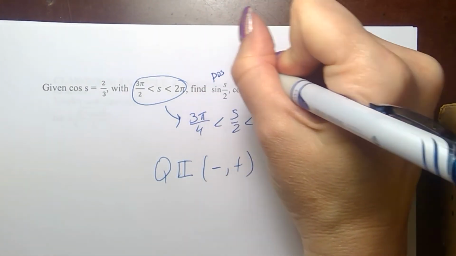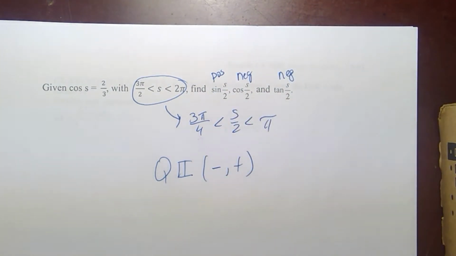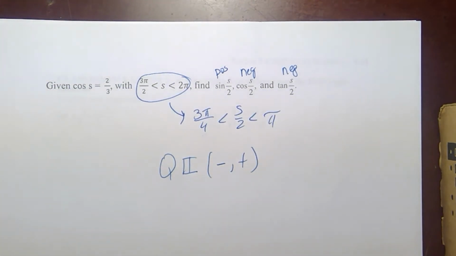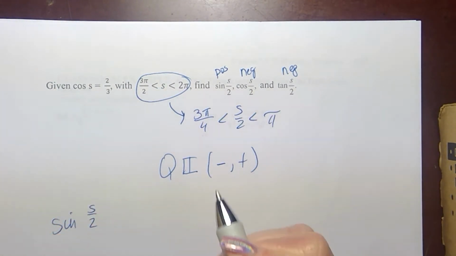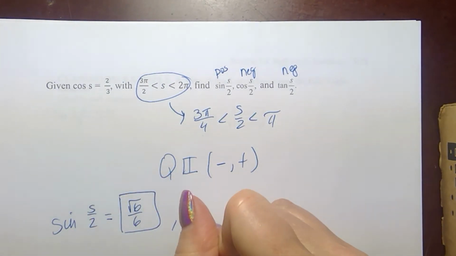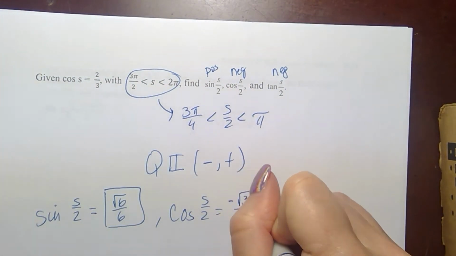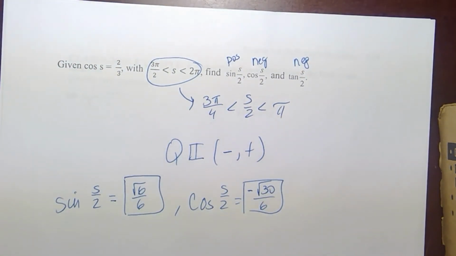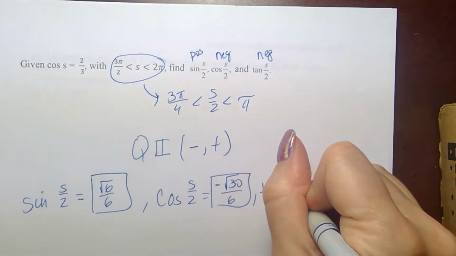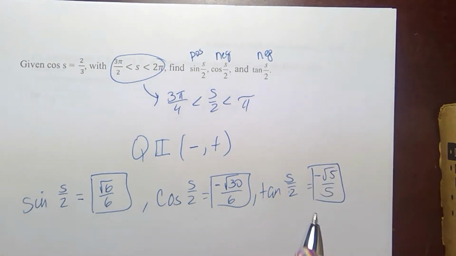So sine is positive, cosine is negative, and tangent is negative again because we are in quadrant 2 for the half angle. You are interested in what quadrant the half angle is in. All right, so sine of the half angle, when you use your identity, you discover is square root 6 over 6. It's positive. Cosine of the half angle is negative. It's going to be a negative square root 30 over 6. And then tangent of the half angle, also negative, is a negative square root 5 over 5.